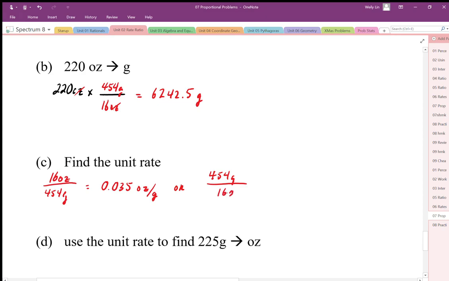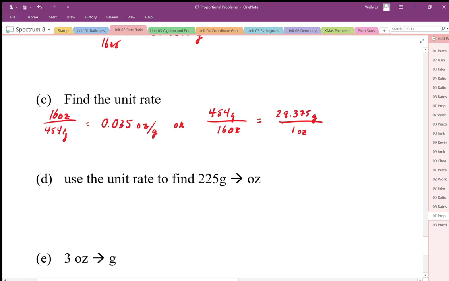But what's maybe a little bit more useful to us would be grams per ounce. So if I want to find grams per ounce, I do the other division. I get 28.375. That's how many grams I need to make up 1 ounce. So there's my unit rates.